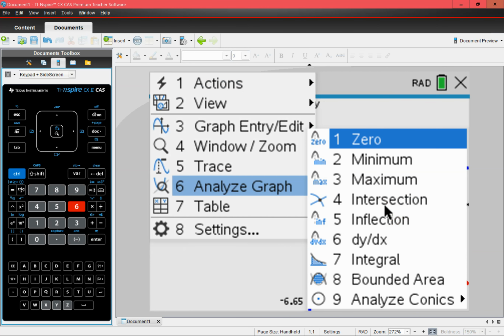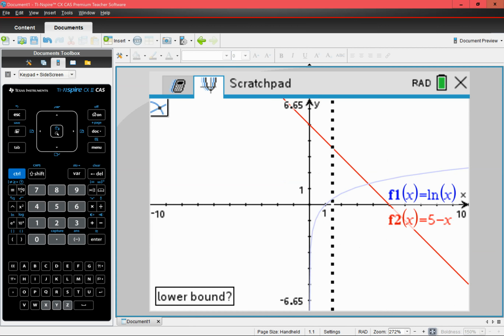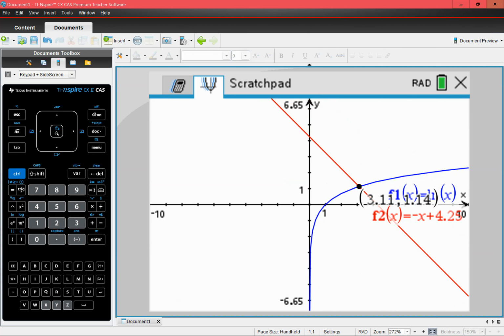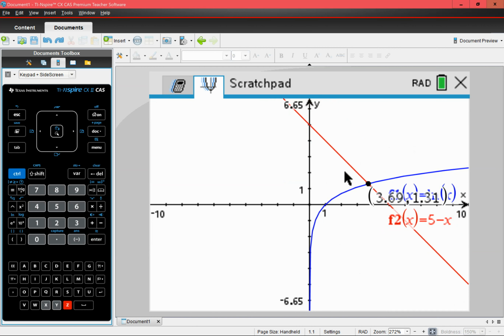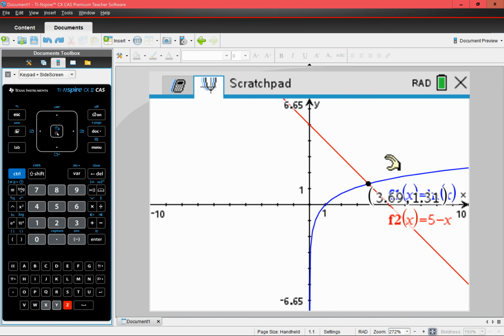Analyze graph, intersection. You'll start to get good at all these shortcuts here, which is excellent. There's the first one, here's the second one, there's my intersection. Uh-oh, I moved everything. I think I can do Control Z and undo it. Excellent. Let's try this again. Nope, don't want to do that. Awkward. Okay, you're just being difficult.